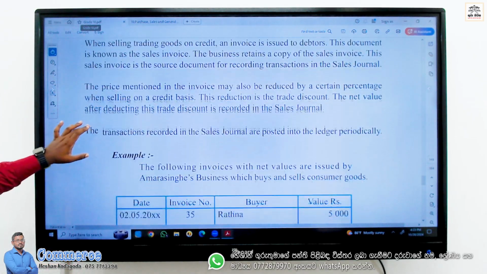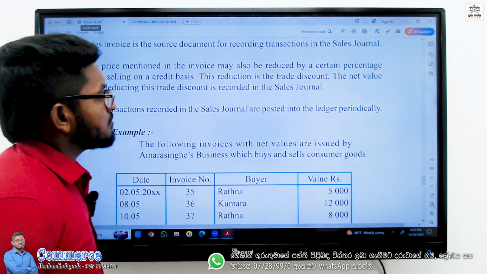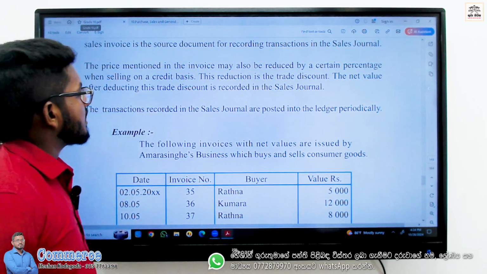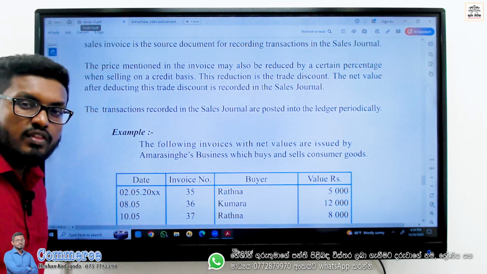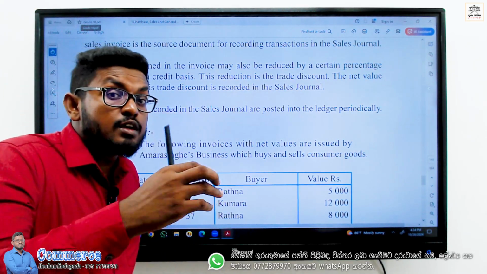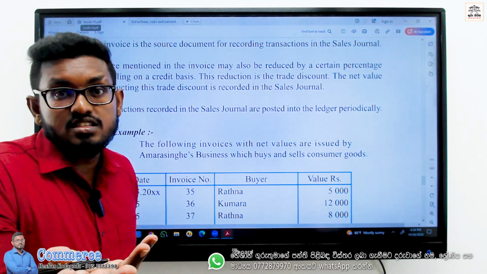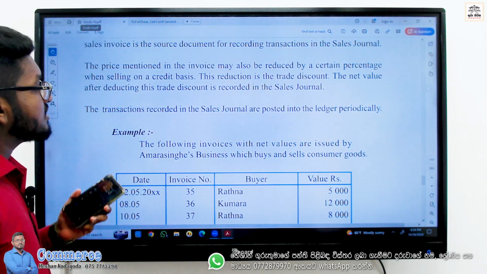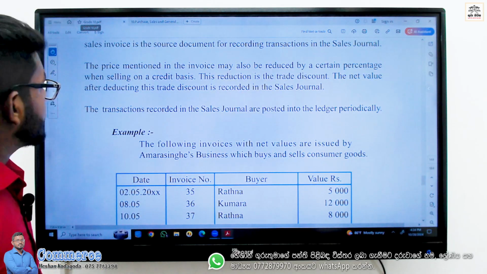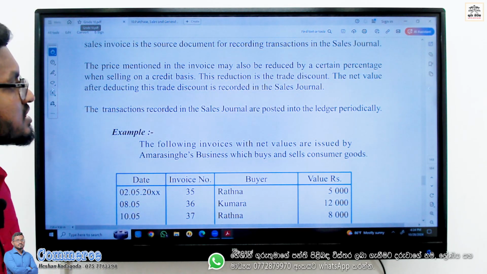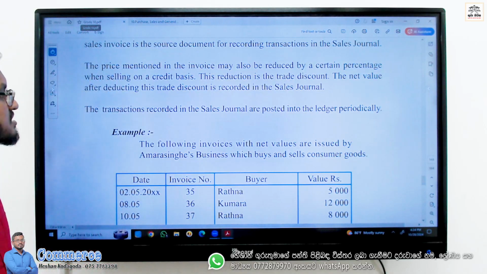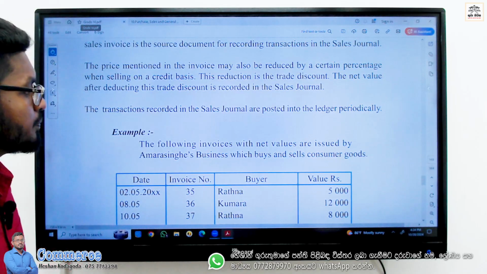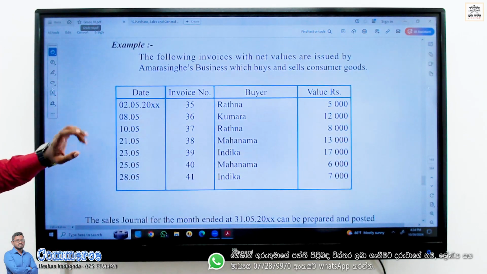The price mentioned in the invoice may also be reduced by a certain percentage when selling on a credit basis. That means it is a trade discount, not a cash discount. The net value after deducting this trade discount is recorded in the sales journal. The transactions recorded in the sales journal are posted to the ledger periodically. Okay, so there is an example.